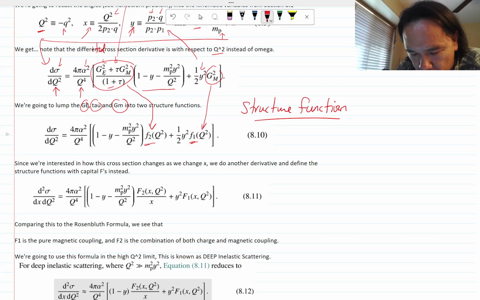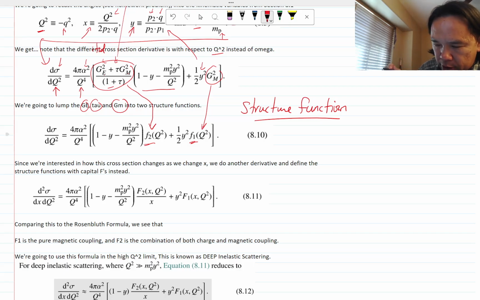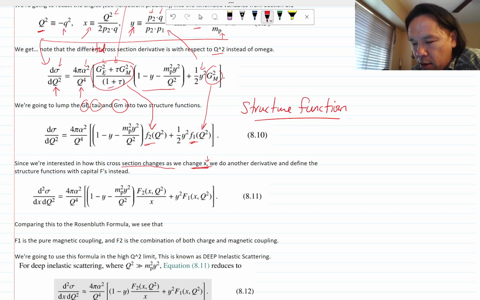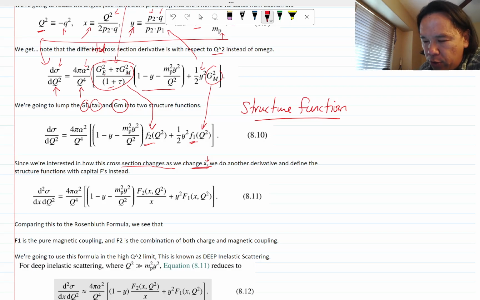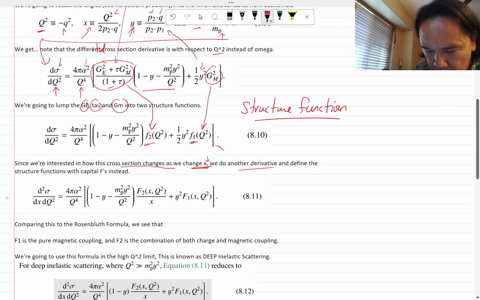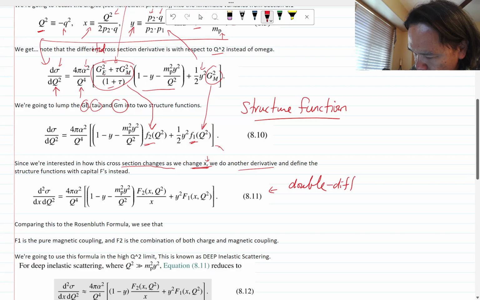What we're interested in is how the cross-section changes if we change one of the kinematic variables. We're going to change x in this case, and we're going to see why that's the right choice as opposed to y or nu. So we do another derivative on top of this. This is known as the double differential cross-section.